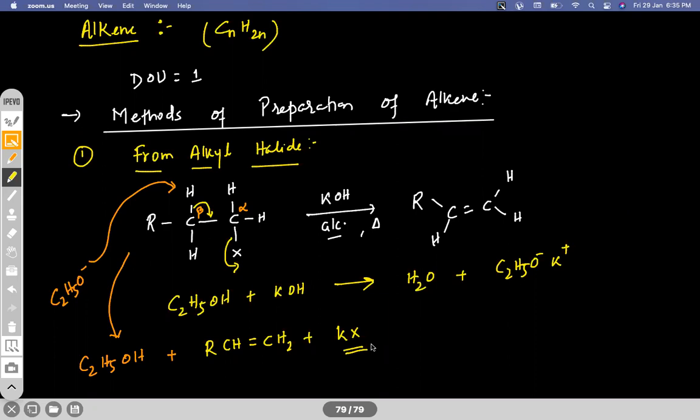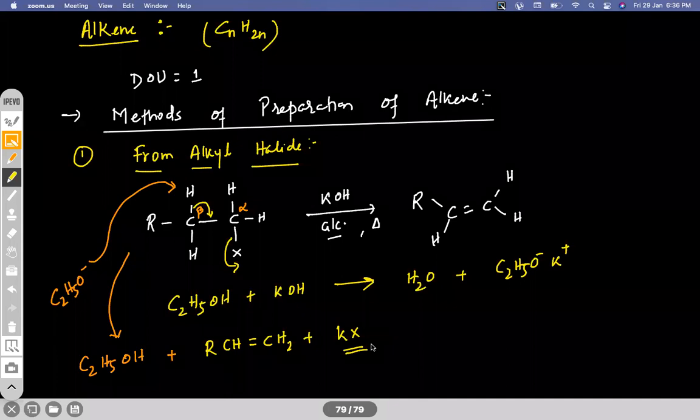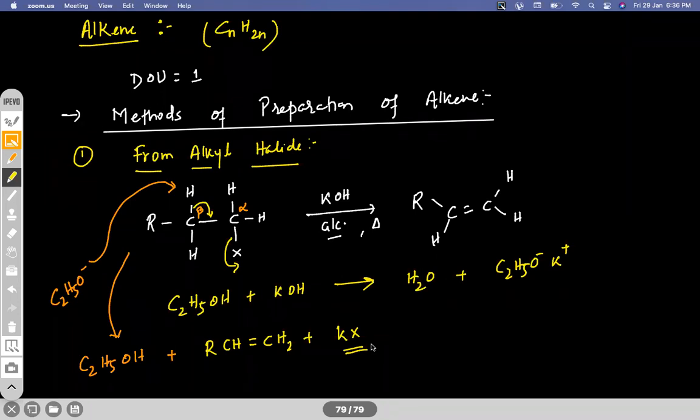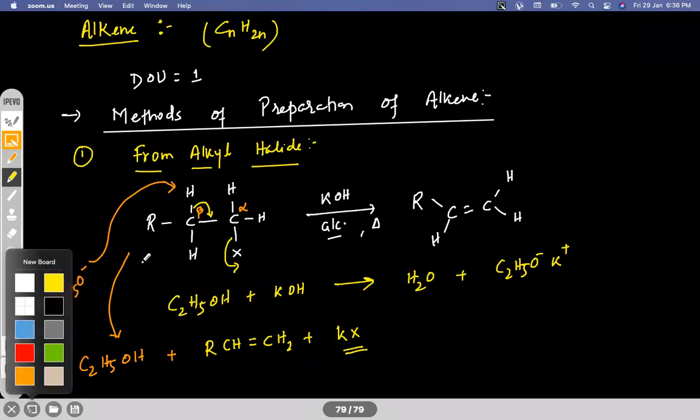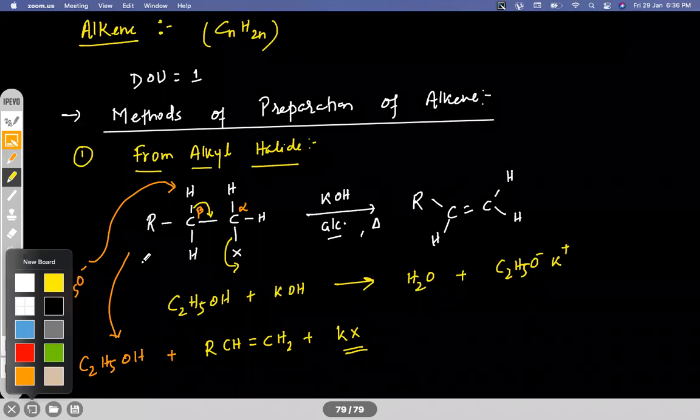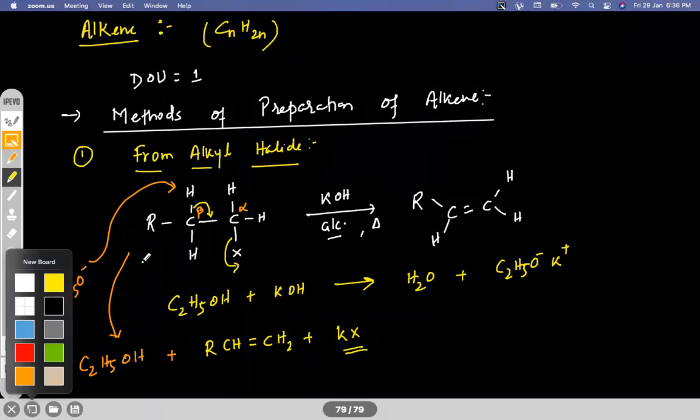So this reaction is a type of elimination reaction. Preparation of alkene from alkyl halide is done by elimination reaction. We have different types of elimination reaction: E1, E2, E1CB. Briefly, I'll discuss E1 and E2 here. In detail, we'll see again in reaction mechanism. So write down the point here: alkene can be prepared from alkyl halide through elimination reaction.